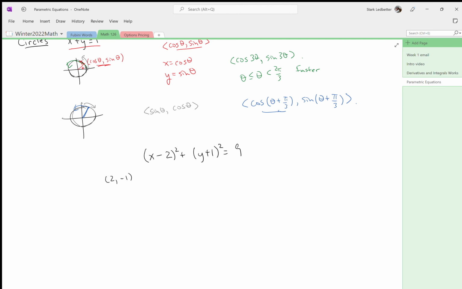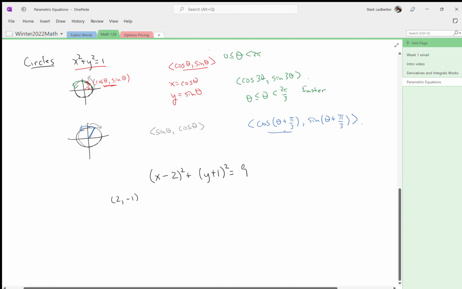Okay, so what I need to do is shift that and stretch it. So I'm going to stretch it by multiplying both coordinates by 3. And then I'm going to shift it by adding 2 to the x and subtracting 1 from the y. So now the parametrization for this circle is that thing. I'm going to stretch it to have radius 3. I'm going to shift it to have center (2, negative 1). So that's not too bad.